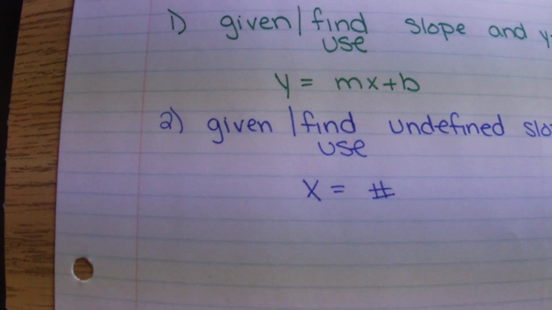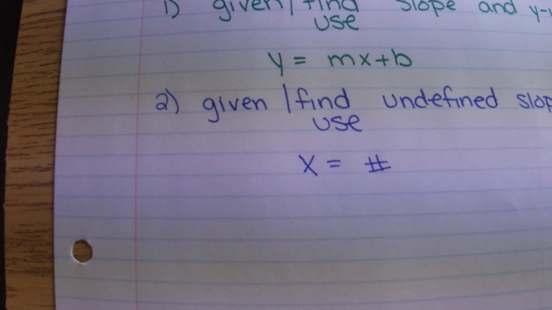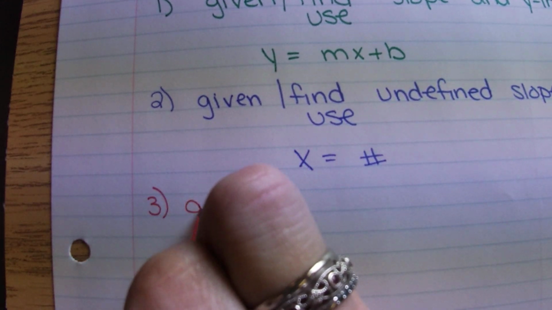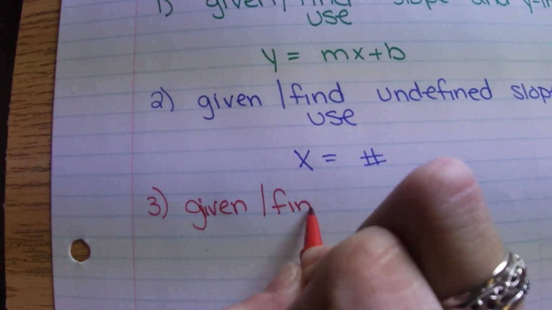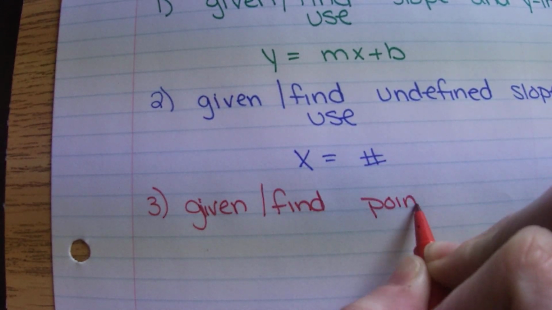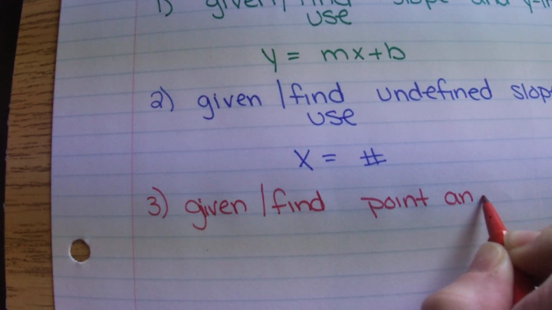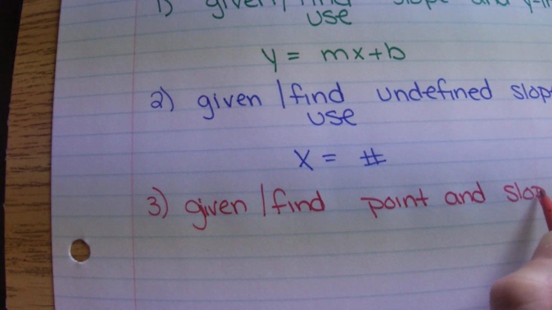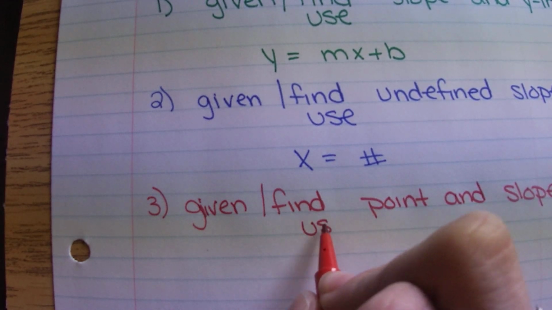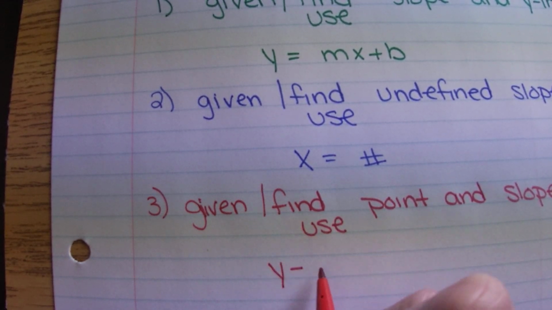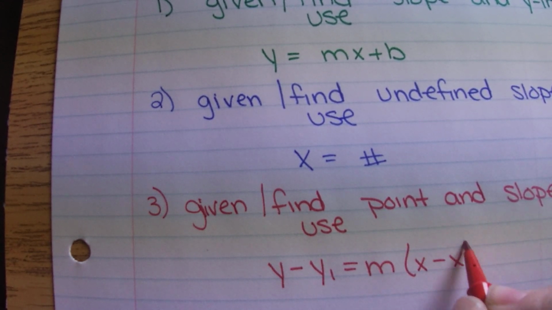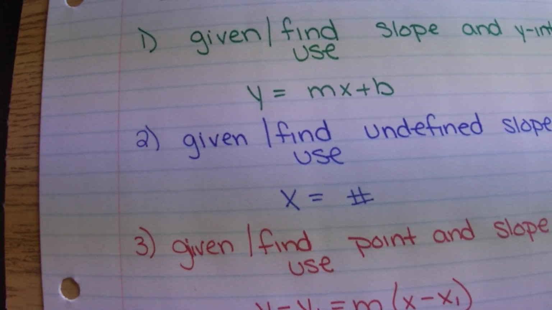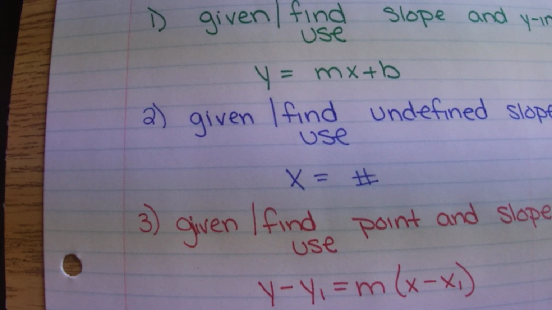Option number three said if we were given, or we could find, a point and a slope, then we knew we would want to use point slope form. Right? Those were the three options that we've been talking about and we've been working with. And this could look like several different things.